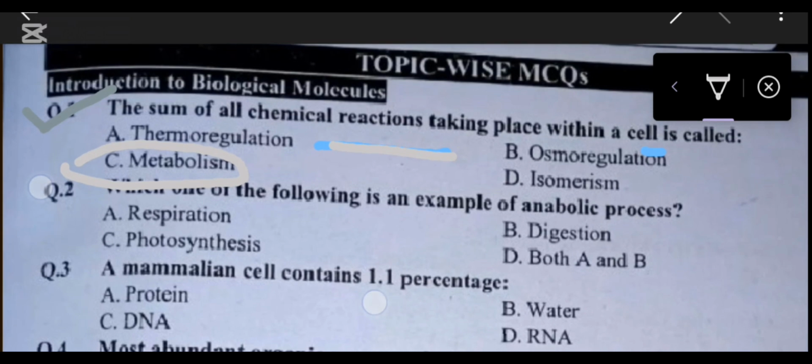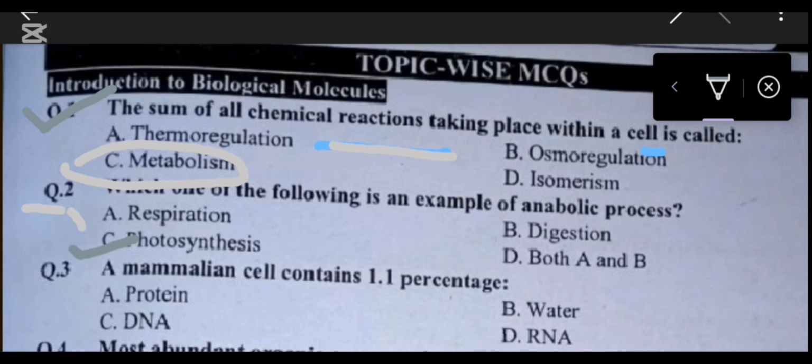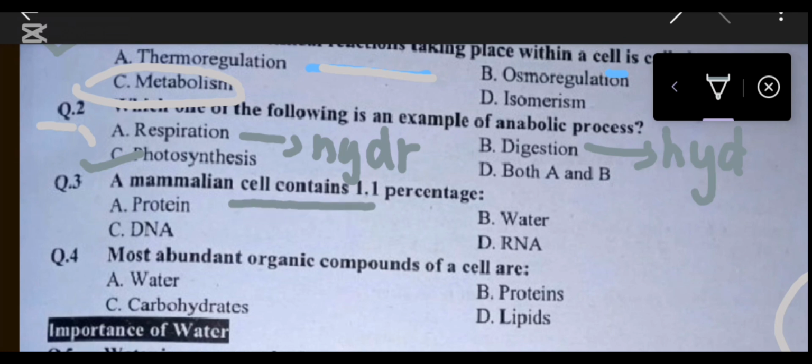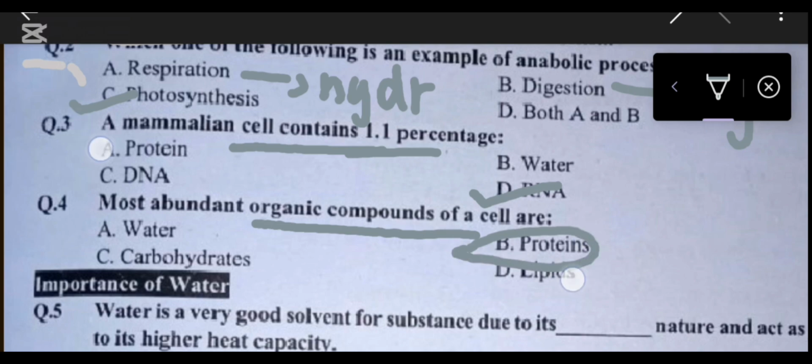After that, the second question: which one of the following is an example of anabolism? Not respiration but photosynthesis is the example of condensation. As compared to that, respiration is an example of hydrolysis, meaning catabolism. Same goes for digestion, it is hydrolysis and catabolism. Third question: a mammal cell contains 1.1% of what? As we have discussed, a mammalian cell contains 1.10% of RNA. And the most abundant organic compound of the cell is protein. So these were four questions according to our topic.